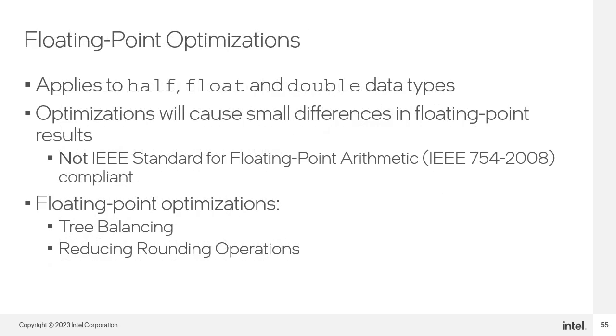When using floating point data types, there are a couple of optimizations you can turn on. Bear in mind that these techniques are not compliant with the IEEE standard for floating point arithmetic, that is IEEE 754/2008. Two techniques that can be used for floating point optimizations are tree balancing and reducing rounding operations. We will look at each of these techniques shortly.